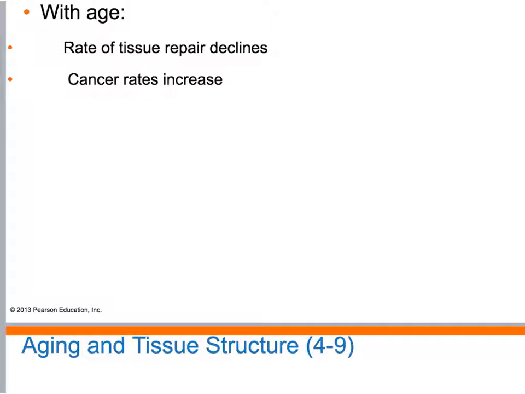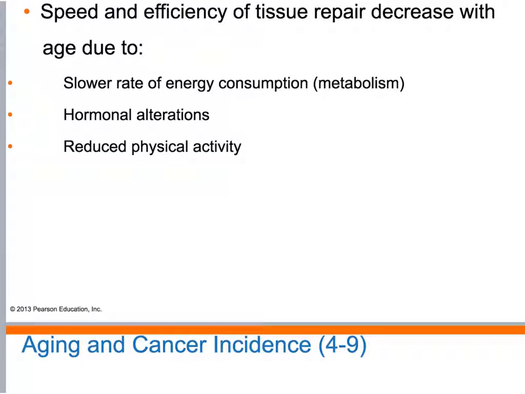As a person ages, their ability to repair tissue declines. They also have an increase in cancer rates. The speed and efficiency of tissue repair will decrease with age, and it's due to three things. Number one, there's a slower rate of energy consumption, metabolism. There are hormonal alterations and changes, and then there's a reduced physical activity.